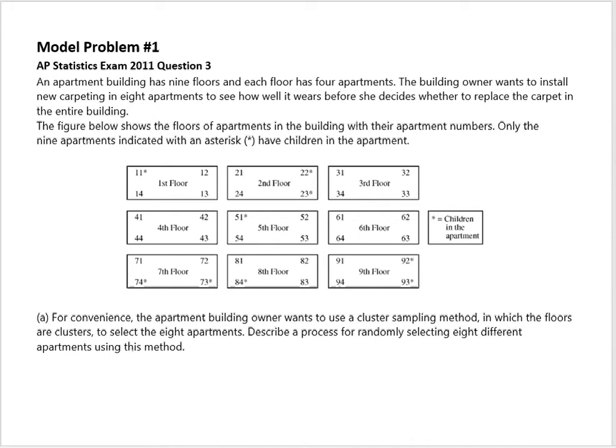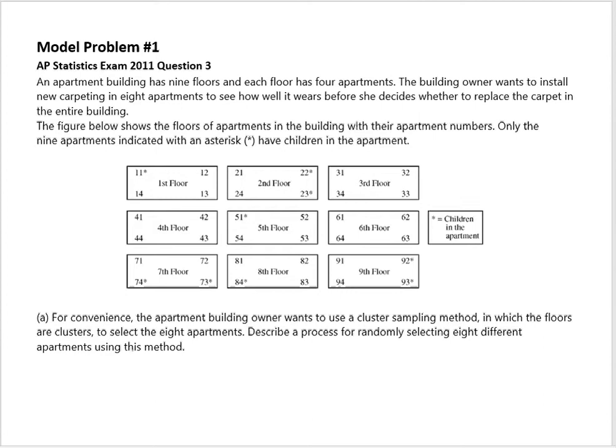All right, this is model problem 1 for designing a study, our first part of our flip lesson. This was on the AP statistics exam in 2011, question 3. An apartment building has 9 floors and each floor has 4 apartments. The building owner wants to install new carpet in 8 apartments to see how well it wears before she decides whether to replace carpet in the entire building. The figure below shows the floors and the apartments in them.